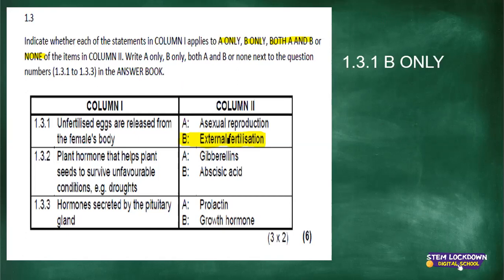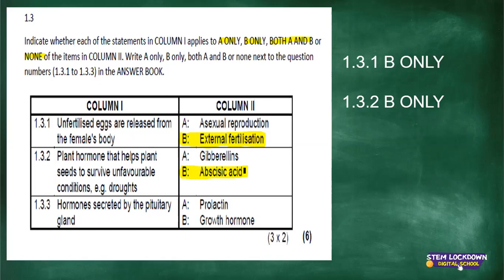And then 1.3.2, the plant hormone that helps plant seeds to survive unfavorable conditions, for example, droughts. Which one is it? Is it the gibberellins or abscisic acid? This helps the plant seeds survive unfavorable conditions. That is abscisic acid. Remember, we've discussed this term briefly, so it's still fresh in your mind.